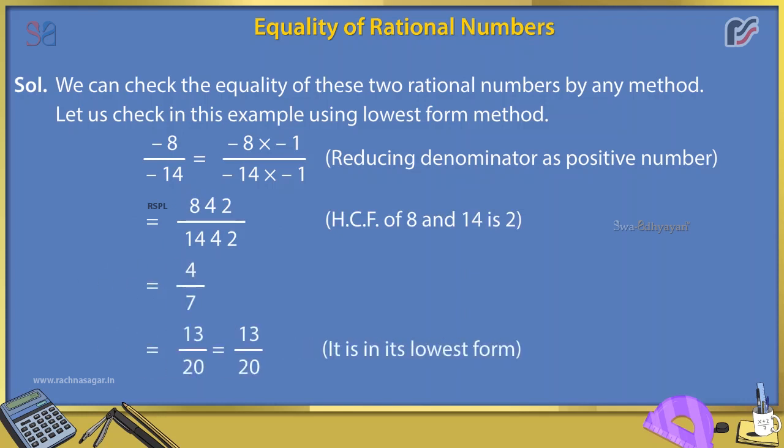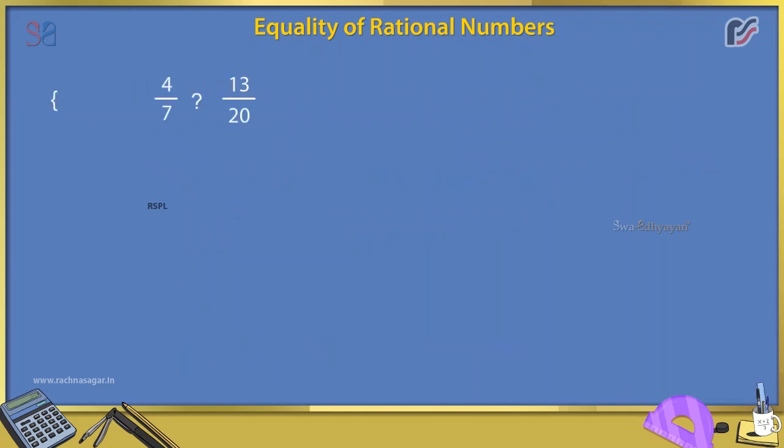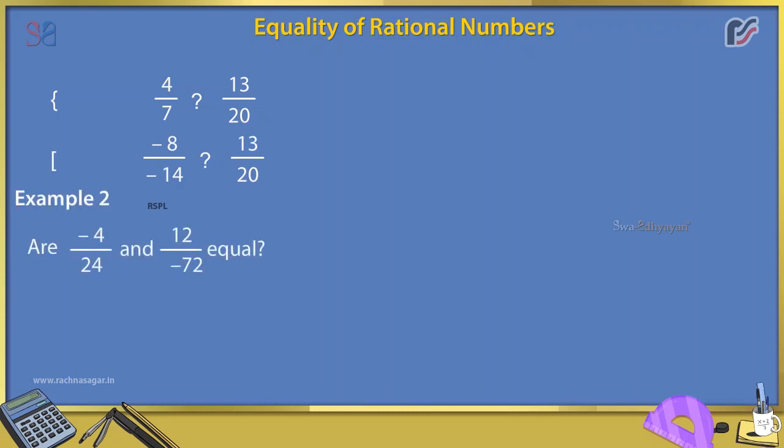13 by 20 is equal to 13 by 20. It is in its lowest form. Because 4 by 7 is not equal to 13 by 20, therefore, minus 8 by minus 14 is not equal to 13 by 20. Example 2. Are minus 4 by 24 and 12 by minus 72 equal?